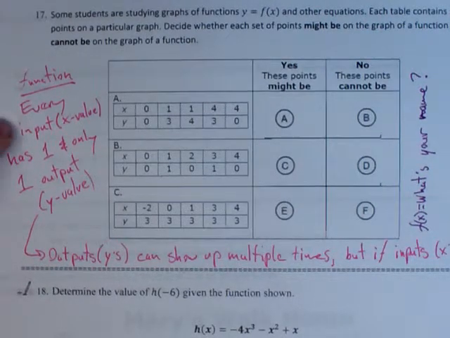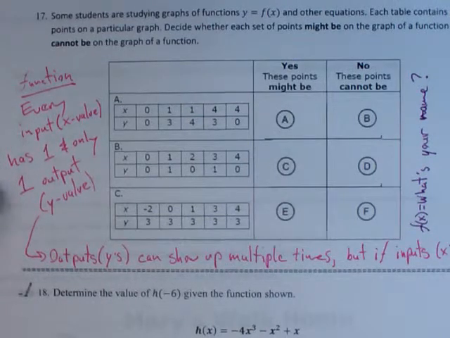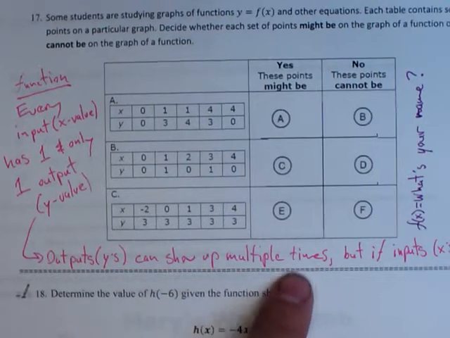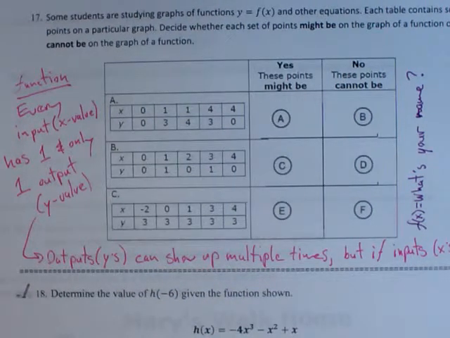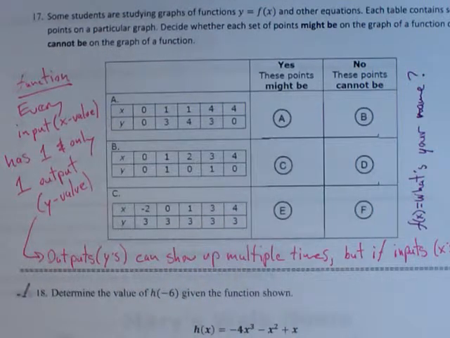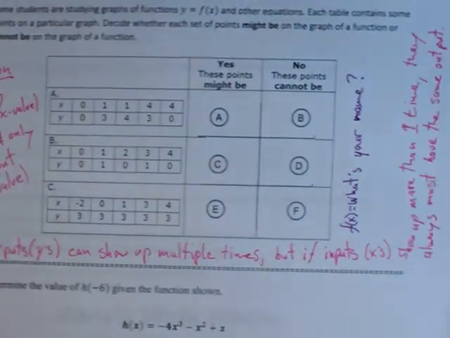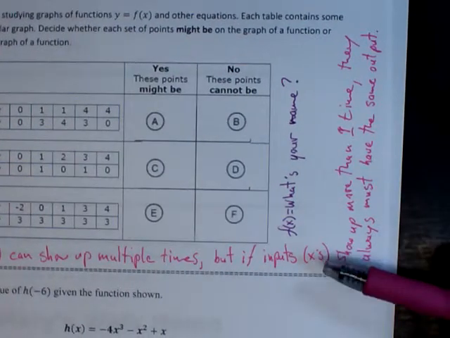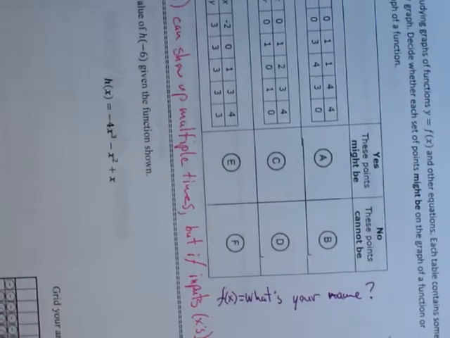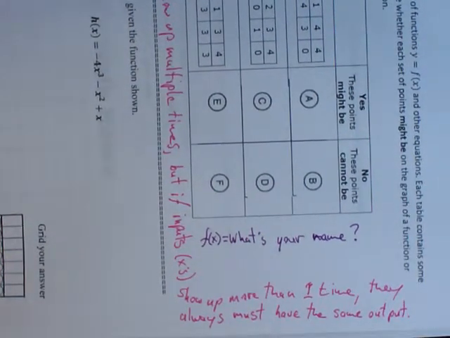Every input, or x value, has one and only one output, a y value. So practically speaking, what that means is all the outputs can show up many times. Doesn't matter. The outputs, the y's, can show up many times. Just like this table has 3, 3, 3, 3, 3. That's not necessarily a problem. That's fine. But it says if inputs, so x values, show up more than one time, then they must always have the same output.